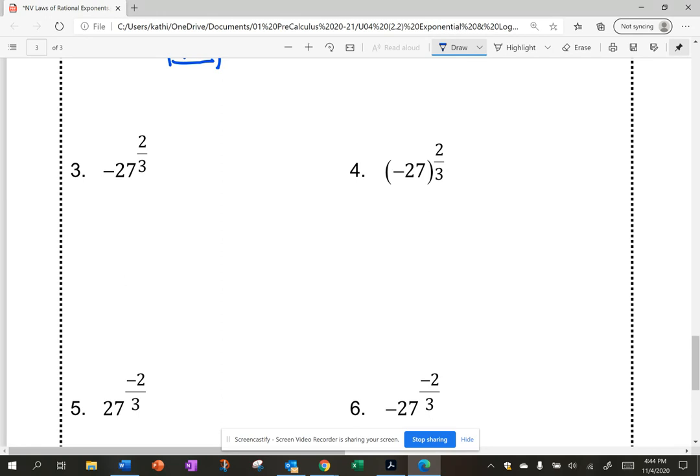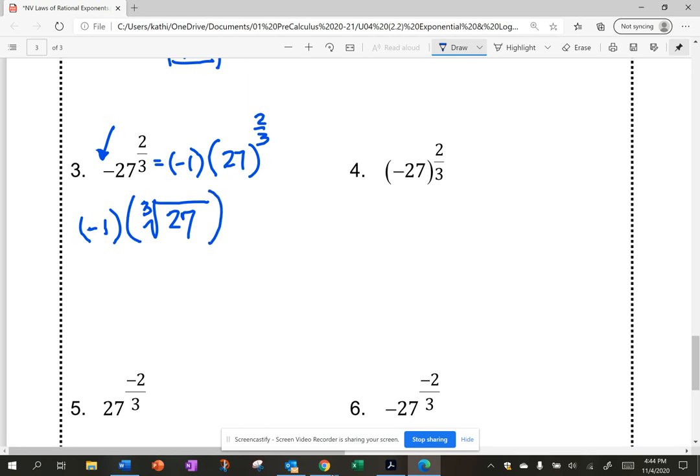Right now, I have a bunch of examples with negative signs because we have to really be careful where the negative signs are. Okay, and number three, my negative sign is in front of the base. So it has nothing to do with the fractional exponent. So this is really negative 1 times 27 to the 2/3 power. So this is negative 1, so I write the base under the radical. My index is 3. And I am raising it to the second power. So 27 is also 3 times 3 times 3. So this is negative 1 times 3 squared. 3 squared is 9 times negative 1 is negative 9.